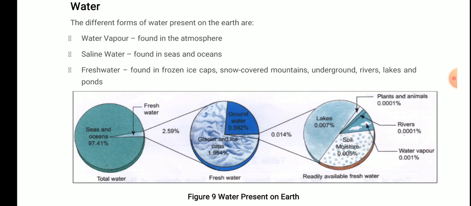Water. The different forms of water present on the earth are: water vapor, that is found in the atmosphere in the gaseous form. Second, saline water, that is found in seas and oceans, that contains salt, the salty water. Third, fresh water, found in frozen ice caps, snow covered mountains, underground, rivers, lakes and ponds. Where is fresh water found? Frozen ice caps, you can also say glaciers, snow covered mountains, underground, like tube wells, and rivers, lakes and ponds.